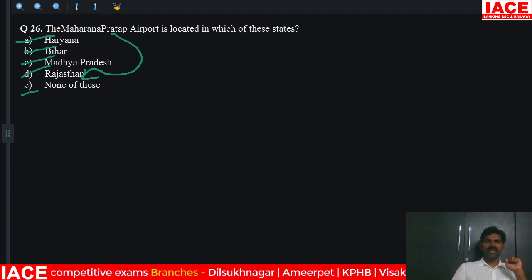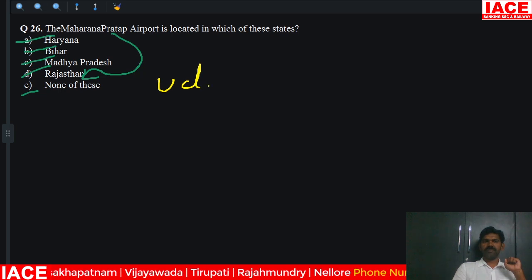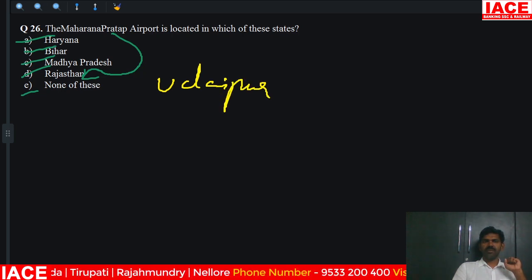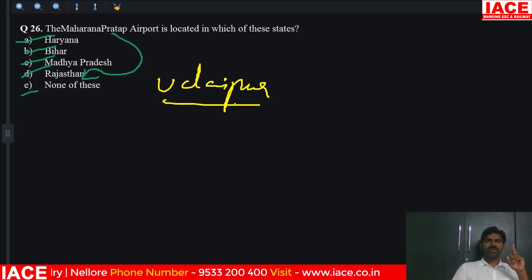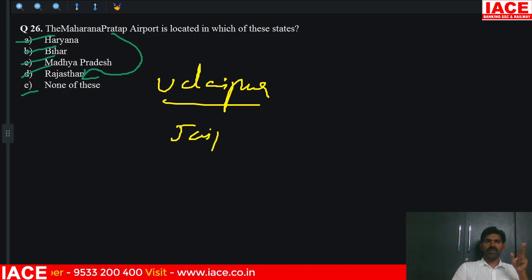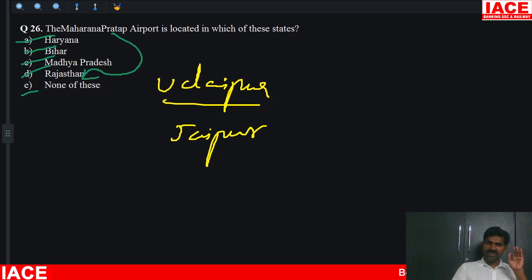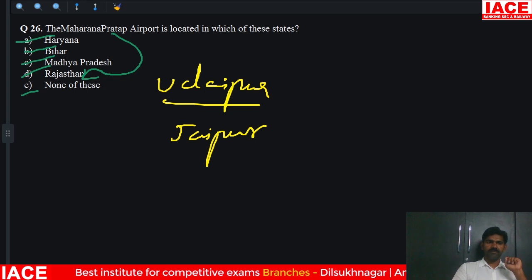So, Rajasthan is having this Maharana Pratap International Airport. It is present in Udaipur. So basically, Rajasthan has got two important airports. One is present in Jaipur and one is present in Udaipur. Jaipur International Airport is called Jaipur International Airport only. When you come to Udaipur International Airport, it is called Maharana Pratap International Airport. So Maharana Pratap International Airport is present in Udaipur, Rajasthan. Very important.